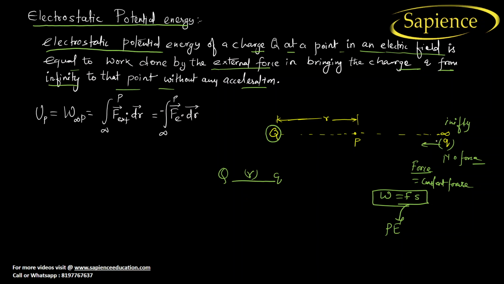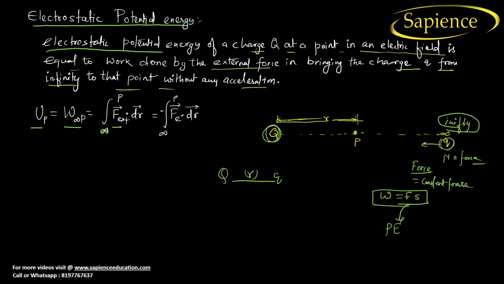So we can directly say that the work done in bringing a small charge from infinity to the point P, which is at a distance of r from the capital Q charge, is the potential energy. I hope you have understood, right? Potential energy at a point P of the system of charge Q and small q is equal to the work done in bringing the charge from infinity to that point P.